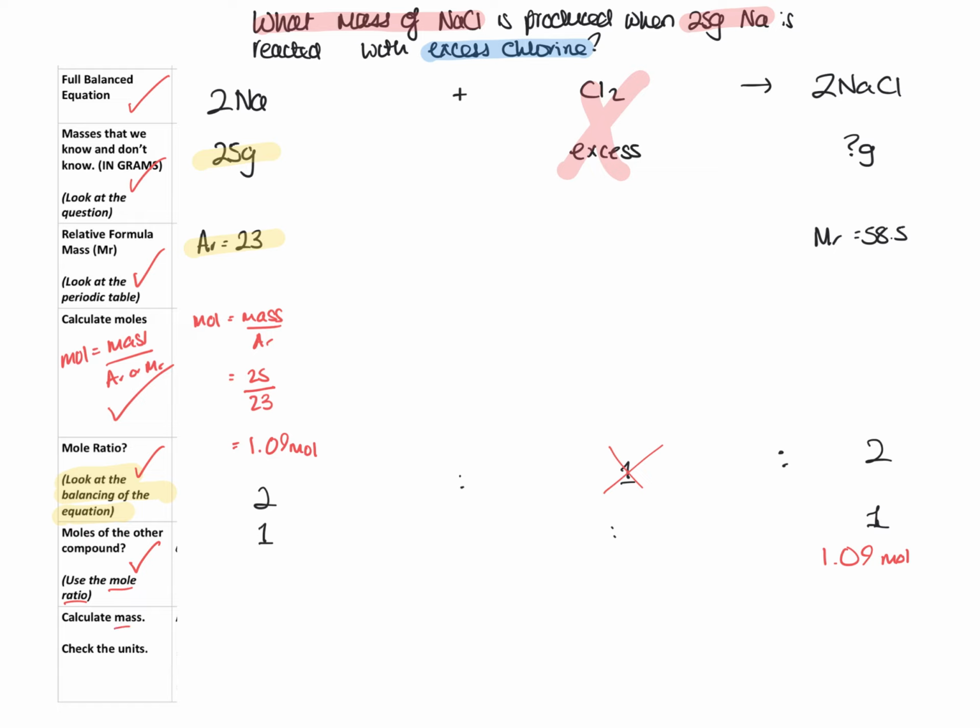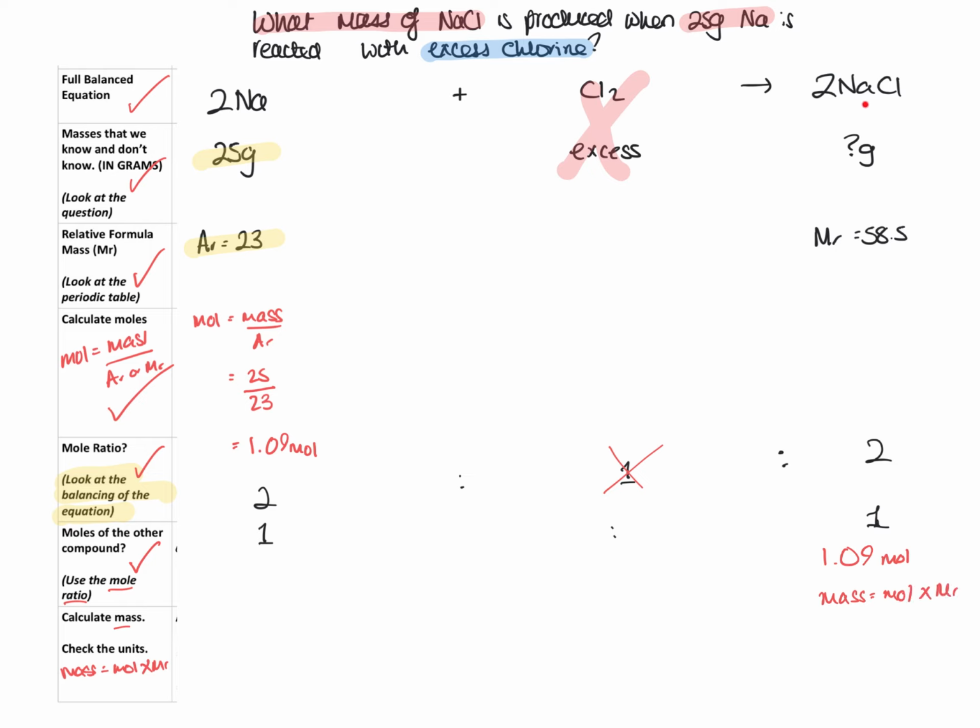The next step is to calculate the mass, and we already know an equation, which is moles equals mass over MR. So let's rearrange that. Mass equals moles times MR. So that's what we're going to use to talk about sodium chloride. And because I'm talking about sodium chloride, I'm going to write it underneath its formula. So the mass for this one is equal to moles times MR.